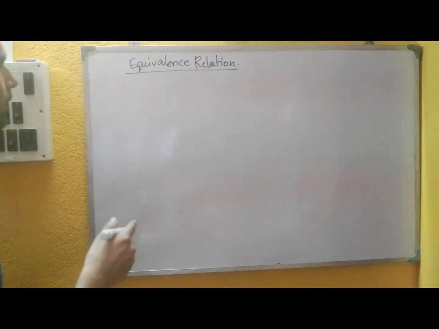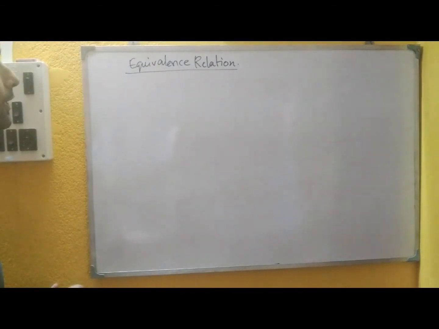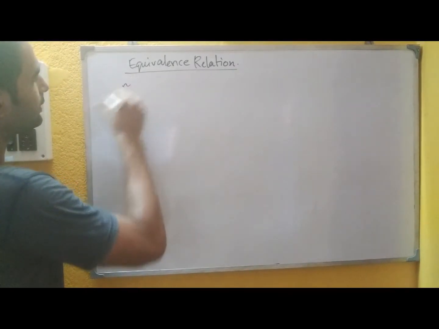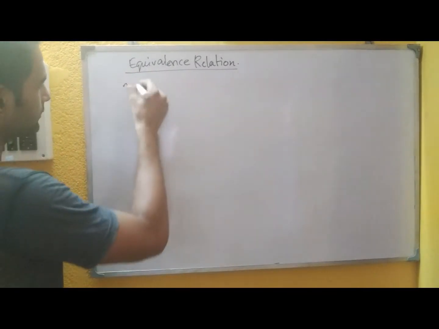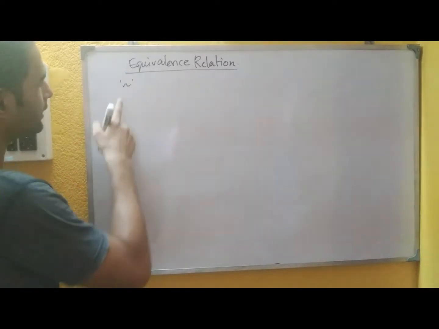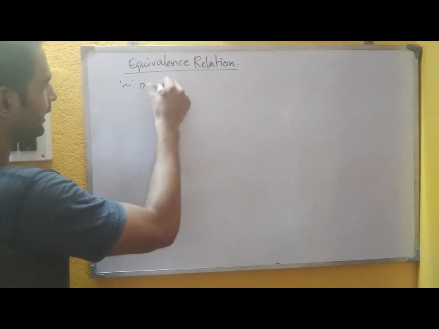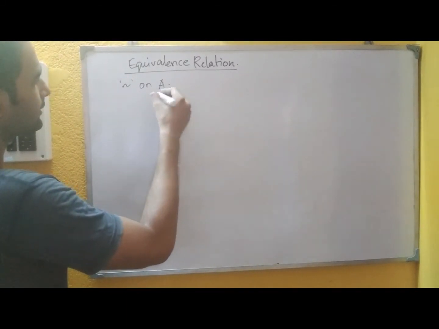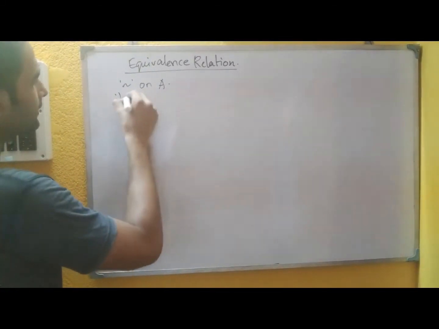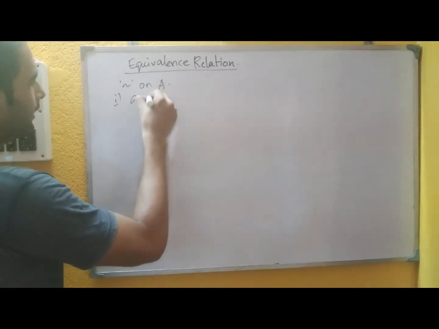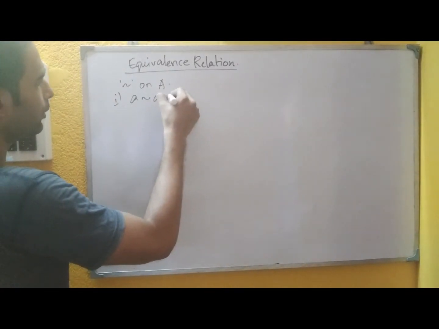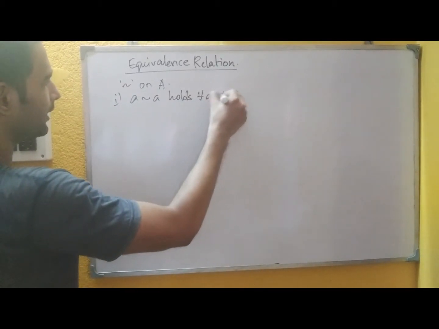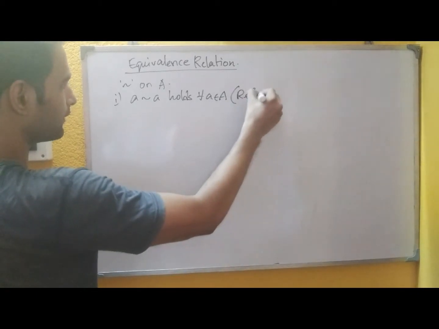Usually in the previous video we denoted a relation by R, but in this video we start denoting an equivalence relation by this symbol. It is called the tilde. So an equivalence relation tilde on some set A is a relation that satisfies the first property, that a tilde a will hold for all a belonging to capital A. This means the relation is reflexive.